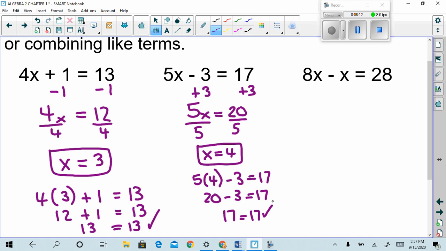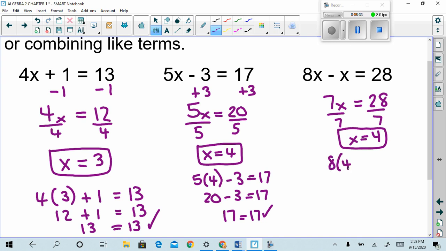The last one is a combine like terms. 8x minus 1x gives me 7x. You're starting to see why I went over a lesson on combining like terms before doing this section. Divide by 7, x is equal to 4. Here, once again, let's do the check. 8 times 4 minus 4. Does it equal 28? Well, that's 32. 32 minus 4 gives me the 28. Like I said, it might be more obvious when the numbers work like this, but if there are negatives involved, that's probably when you want to be sure to do a check.